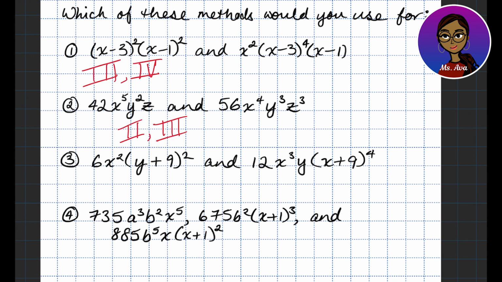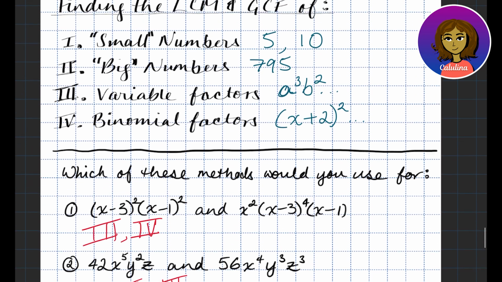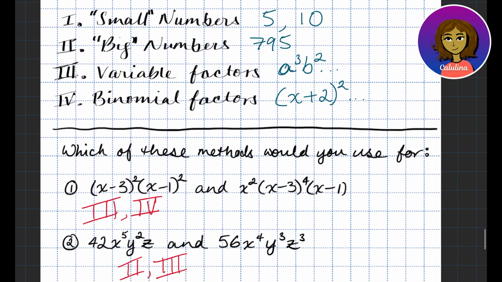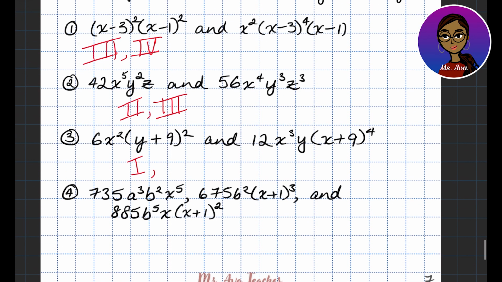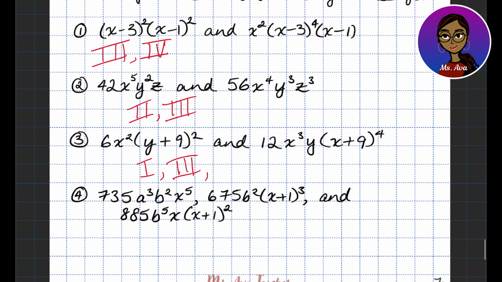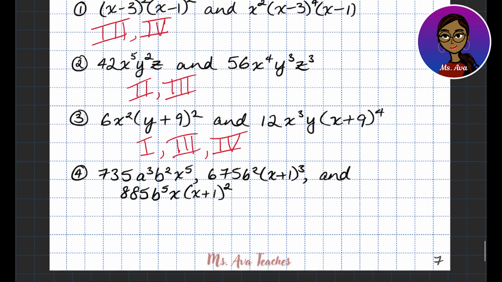Awesome. Okay. And how about for number 3? Which strategies would you use here? For this one I would probably do the small number method, right? Yes, that's what I would do as well. So I'm going to put that. Anything else? Yes, it also has the variable factors. Good. And the binomials too. Yes, exactly. It does have that one too. So there we go. And then here's the last one, number 4.